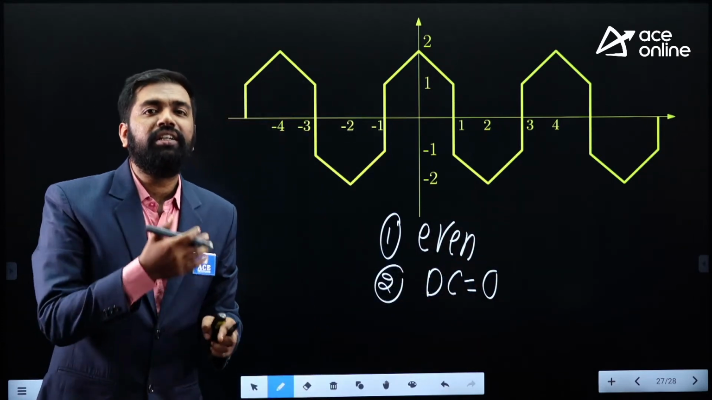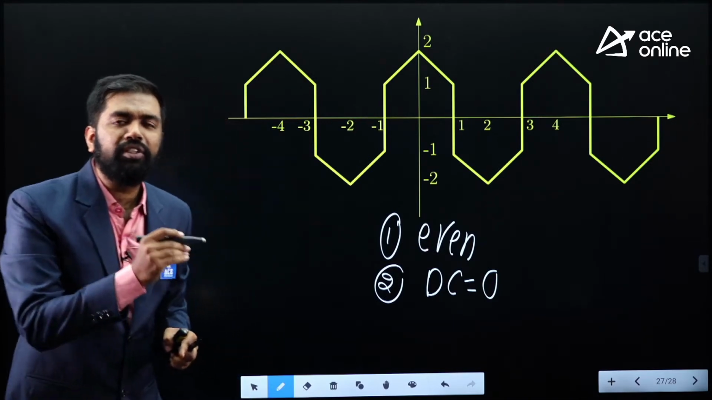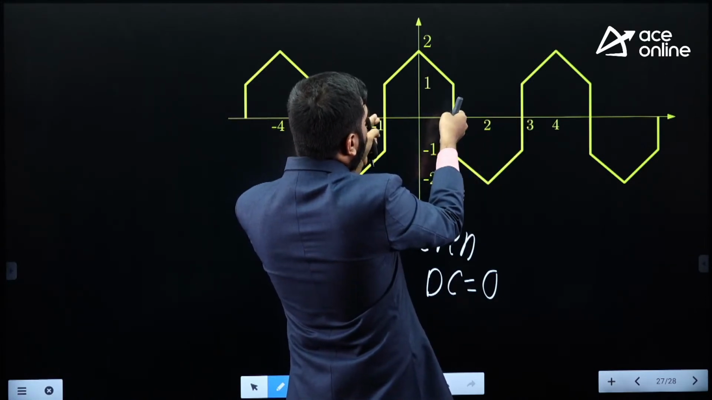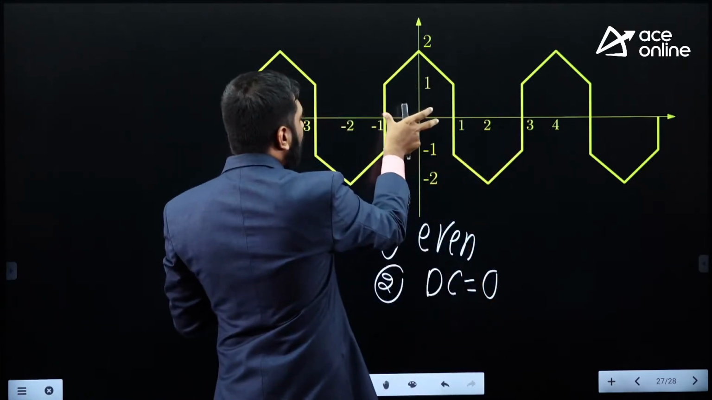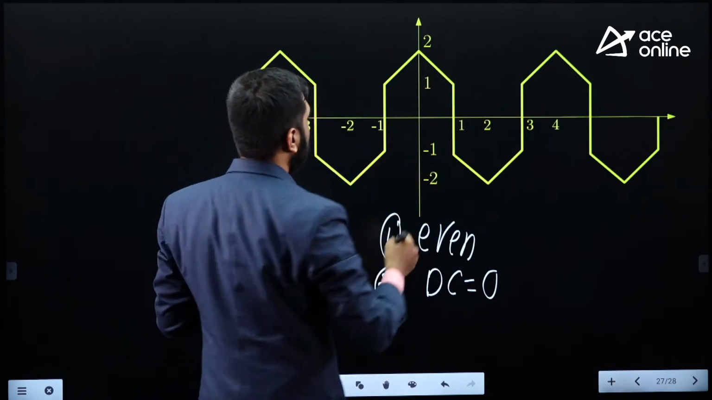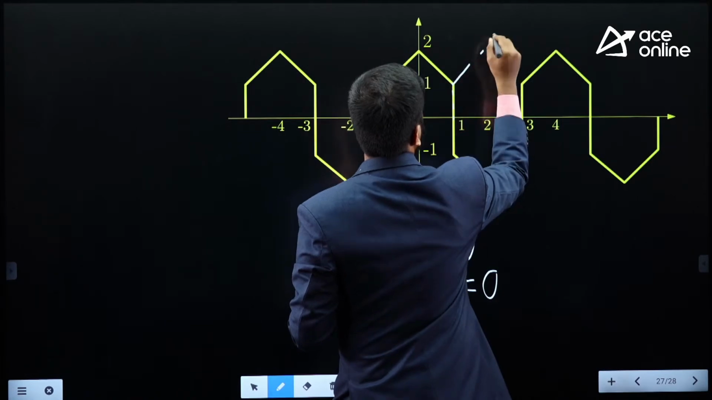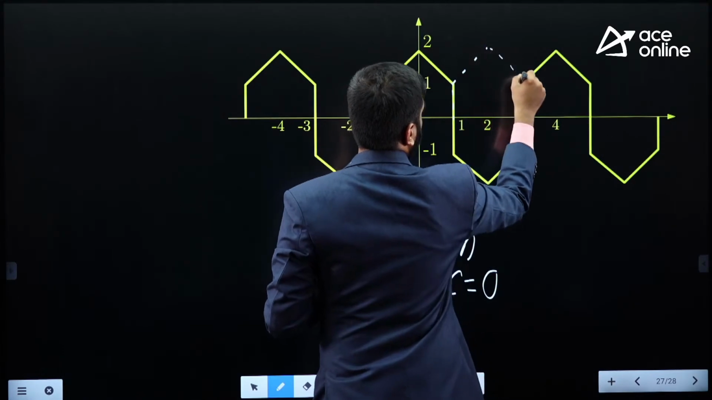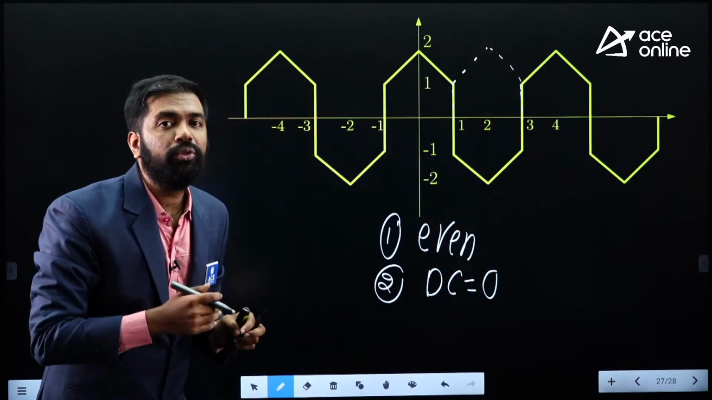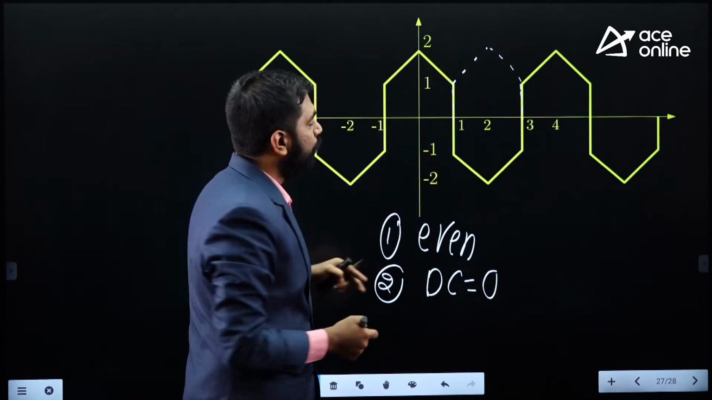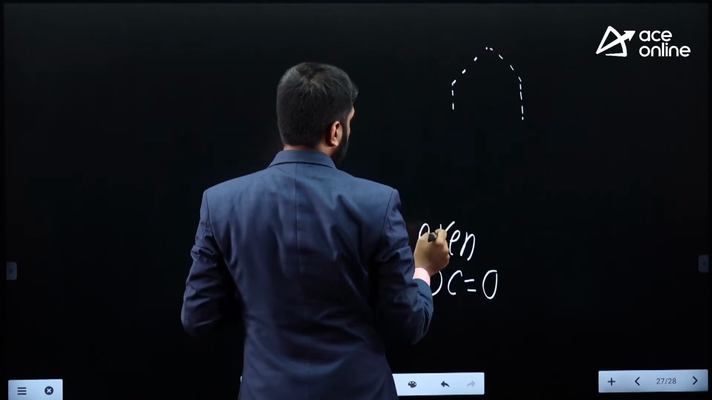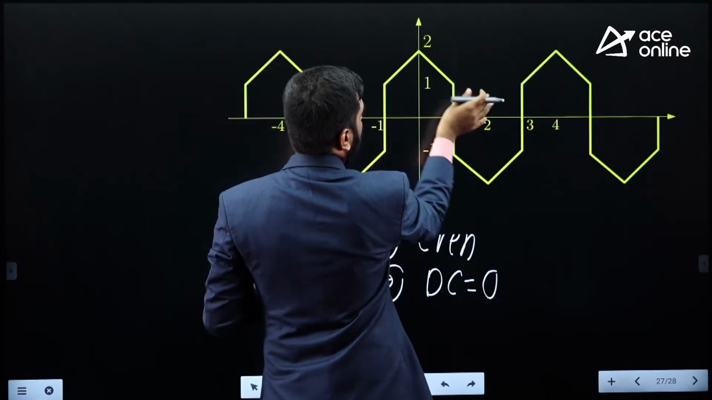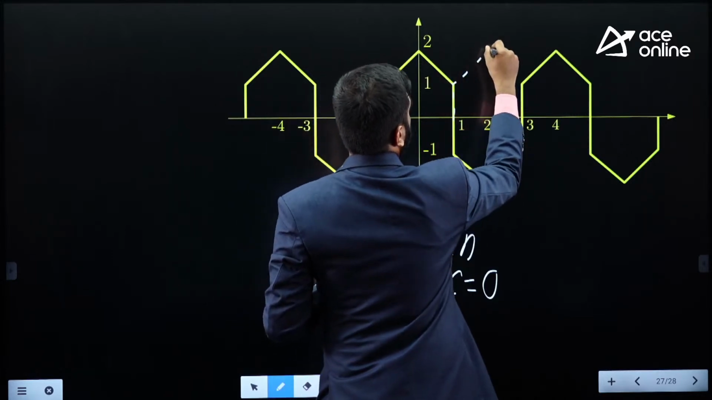Now I want to know whether this has half-wave symmetry or not. For half-wave symmetry, what we usually do is consider this periodic signal and then shift this half to the other half. When you do that, what happens? Let me show with some dotted lines here. Shift this to the other half. After shifting, you have to rotate this about the x-axis. Let's see what happens. This is what I get.